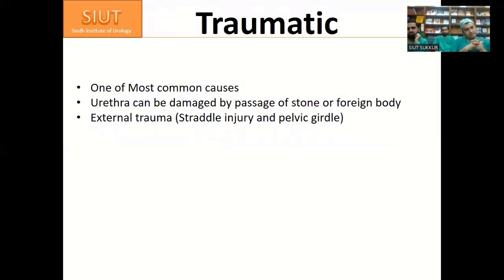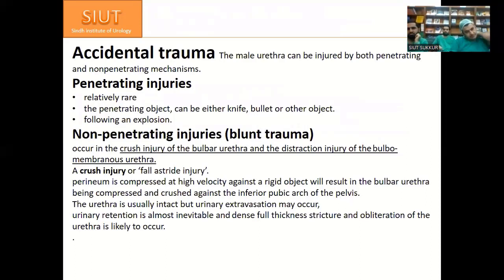Traumatic is one of the most common causes. The urethra can be damaged by the passage of a stone or some foreign body, while external trauma can also cause stricture urethra. Mostly it is straddle injury and pelvic girdle injury. There are two kinds of injuries: one is penetrating, the other is non-penetrating, like blunt trauma. Penetrating injuries are very rare, and could be from a sharp object like a knife, bullet, or other object, or may follow an explosion. Non-penetrating or blunt trauma occurs in crush injury of the bulbar urethra and dissection injury of the bulbomembranous urethra.